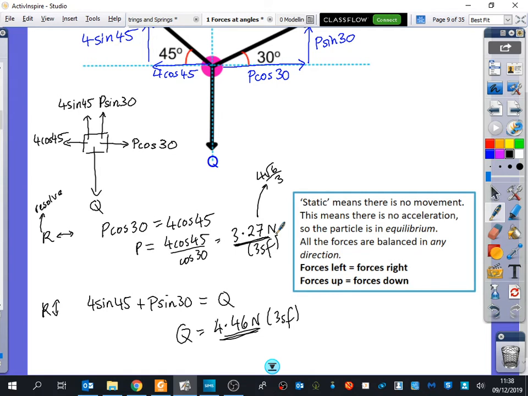Would you also have them if there was more than one force going to the left and right? Yes, you could have some diagrams where you might have 2 forces going this way, 3 forces going this way. You could definitely have diagrams that look like that.